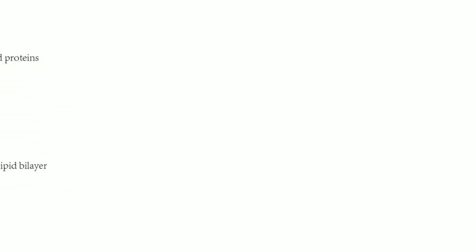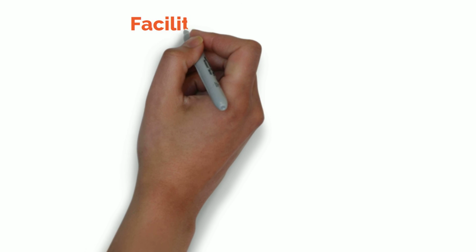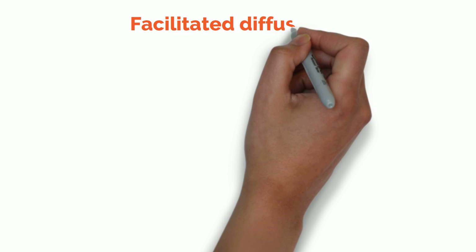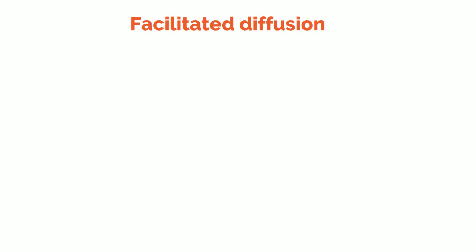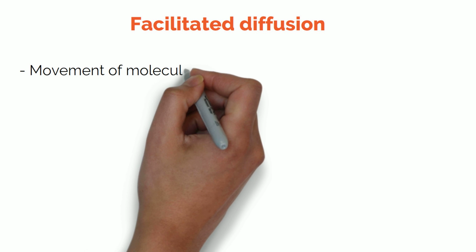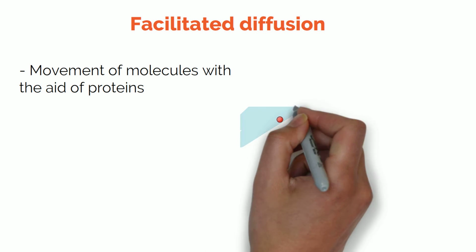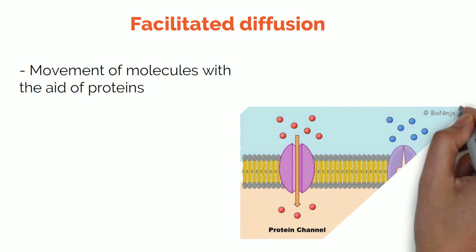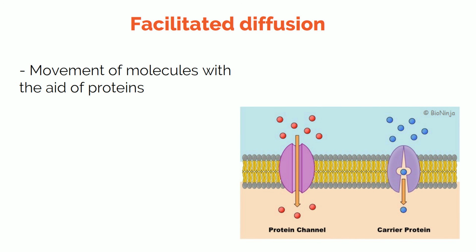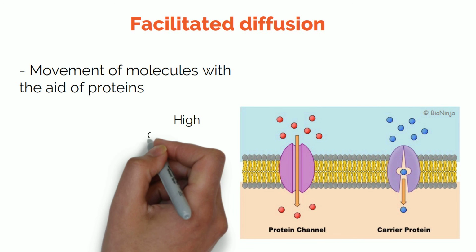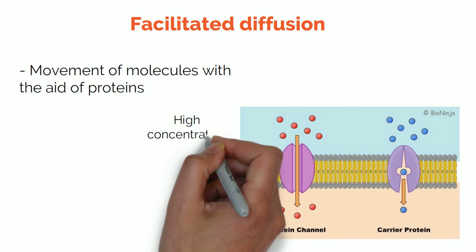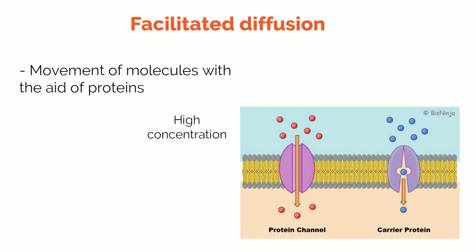Now let's introduce three concepts: facilitated diffusion, active transport, and osmosis. Facilitated diffusion, like the name says, is the movement of molecules with some aid, hence facilitated. This aid is either through a channel protein, which crosses the membrane, or a carrier protein. This movement occurs according to an electrochemical gradient, from high to low.